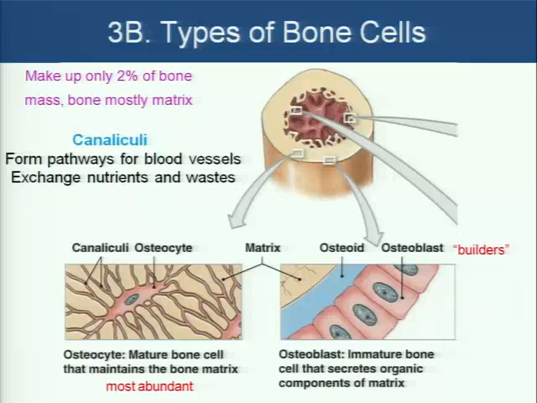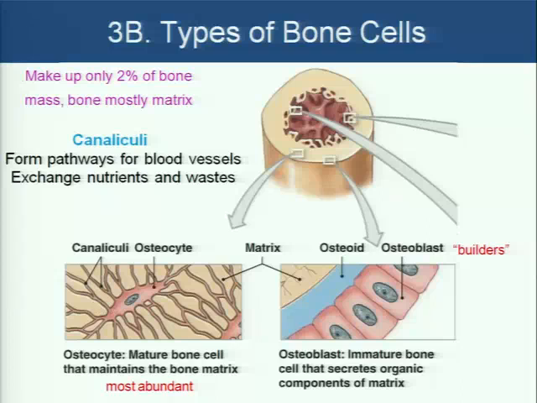The main cell that you see is the osteocyte. That's the most abundant. This is a mature cell, which means it started off as a different cell, and then it decided what it wanted to be when it grew up. It differentiated into an osteocyte. I'm going to be a bone cell when I grow up. They sit in those little pockets, those lacuna, and they fill up the space.